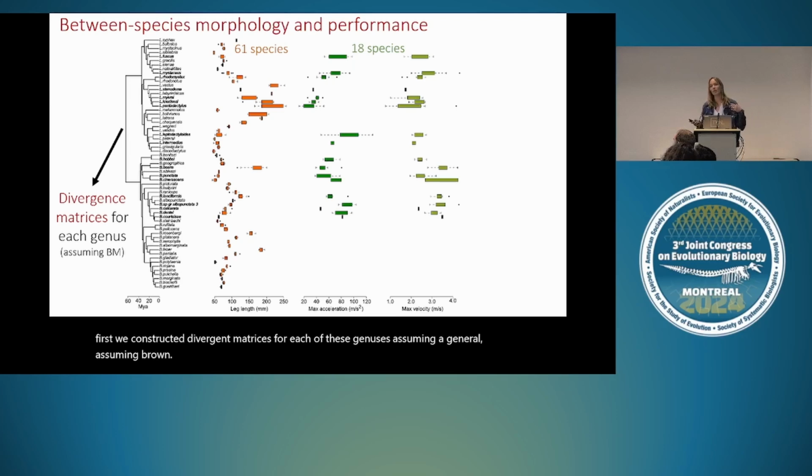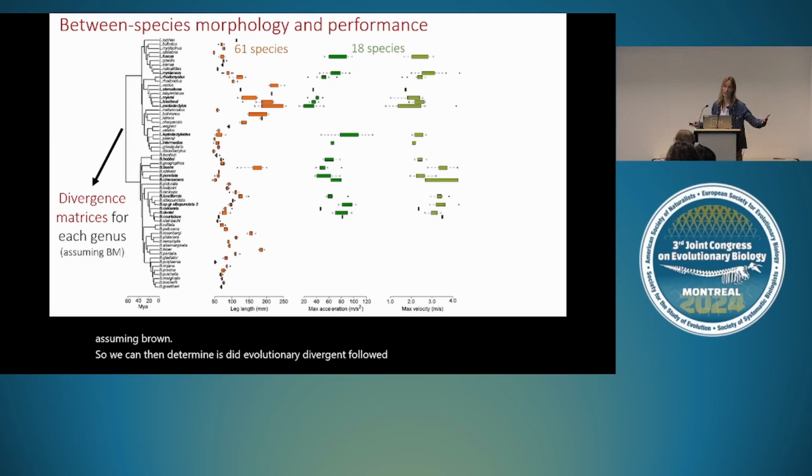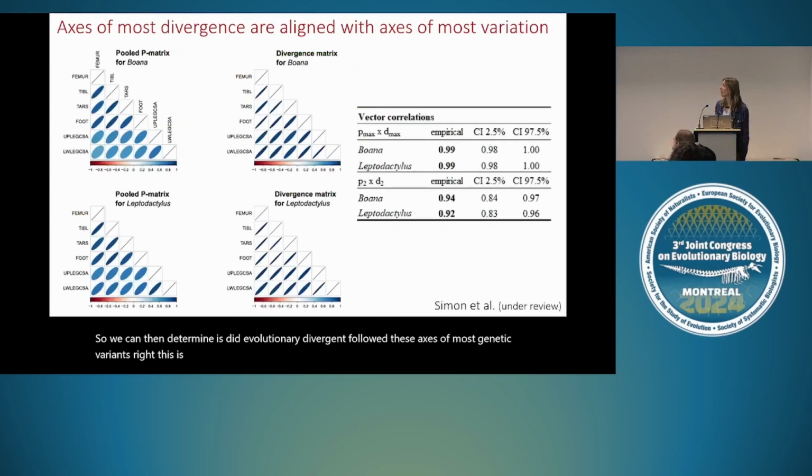So we can then determine: did the evolutionary divergence follow these axes of most genetic variance, right? This is my first question, and I will say yes. So these are the pooled P matrices in visual representation, and these are the divergence matrices. You can see they are very, very similar, but the correlations got a little bit tighter along evolutionary time.